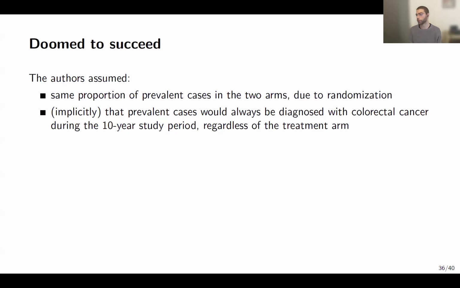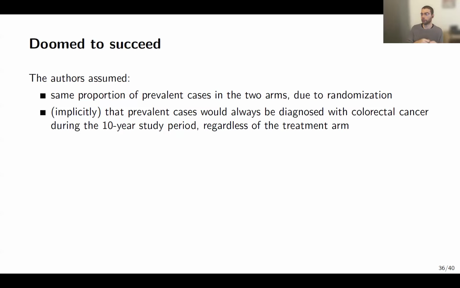And in a way, we were doomed to succeed because the authors assumed two things. One, they assume that you have the same proportion of prevalent cases both in the treatment arm and in the control arm. And this makes sense because individuals were randomized, so you would expect a similar prevalence. And they are also implicitly assuming that the prevalent cases would always be diagnosed with colorectal cancer during the 10-year study period.